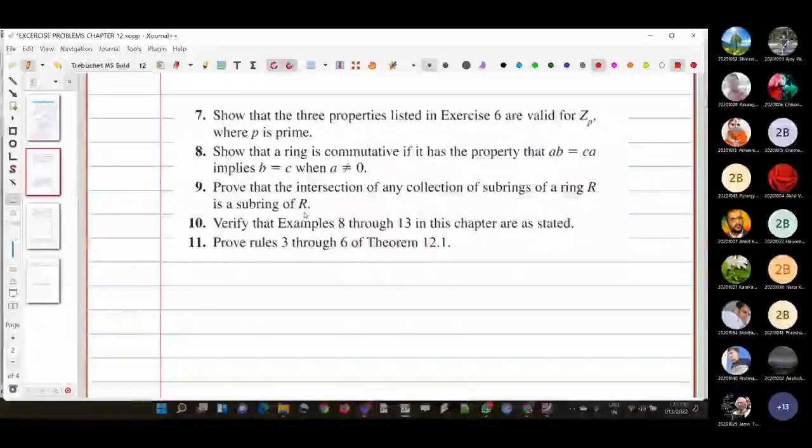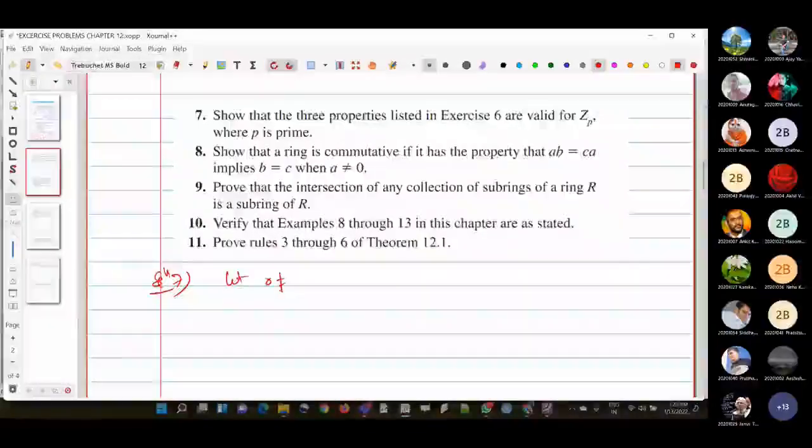Show that the 3 properties listed in exercise 6 are valid for Zp, where p is prime. So actually we need to prove them in general. So we know that in Zp, let us see the solution of question number 7.